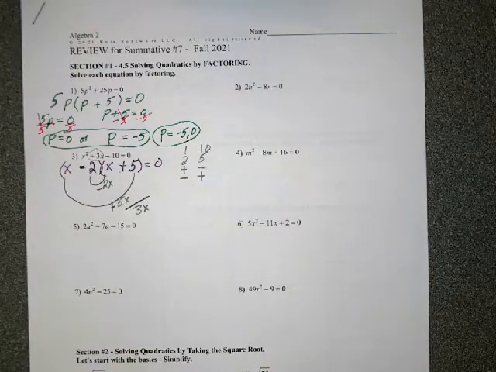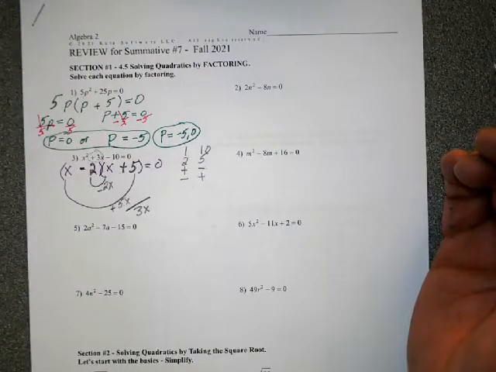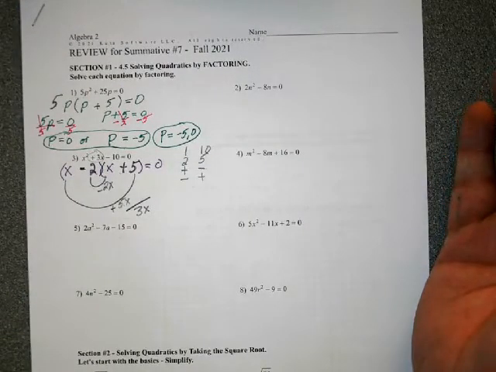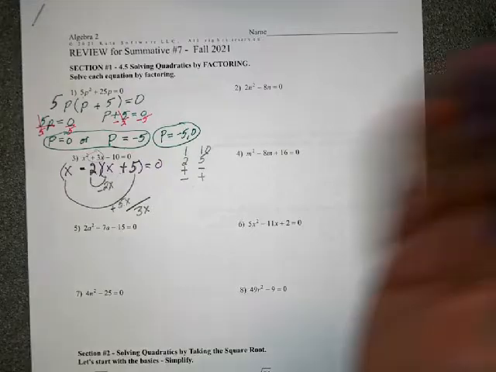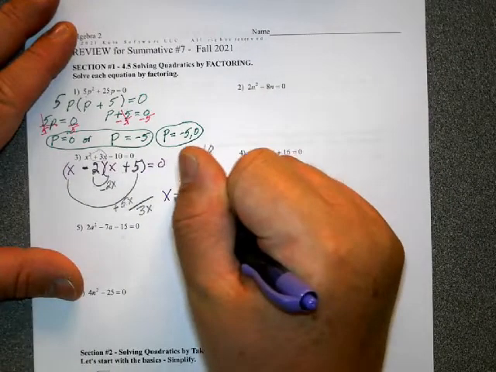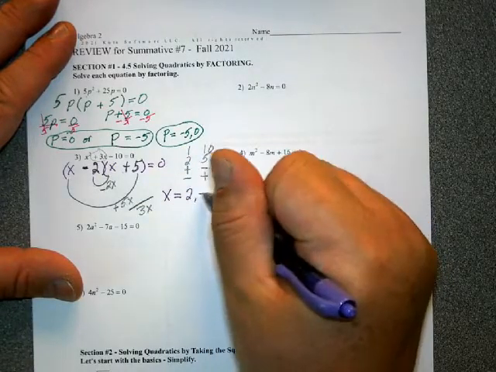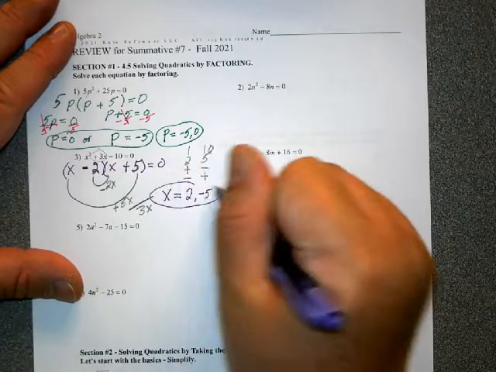And then set each one of those equal to 0. This one's actually pretty easy, right? It's just going to be opposite the signs that are there, because you're going to add 2 and subtract 5. So I'm just going to go ahead and tell you what x equals. It equals positive 2 comma negative 5. So there's my answer.